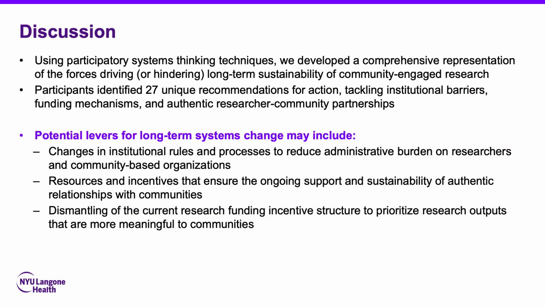So what did we accomplish? Through this project, we were able to engage study staff and principal investigators who are actively engaged with conducting community engaged participatory research with underrepresented communities. We were able to visualize the complex system of community engaged research to then identify 27 unique recommendations, which please keep an eye out for the upcoming paper that we're hoping to submit soon. But it helped us then find potential levers for systems change.